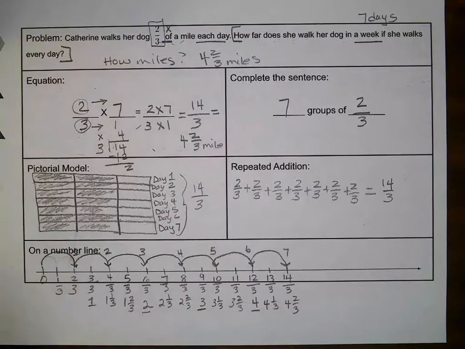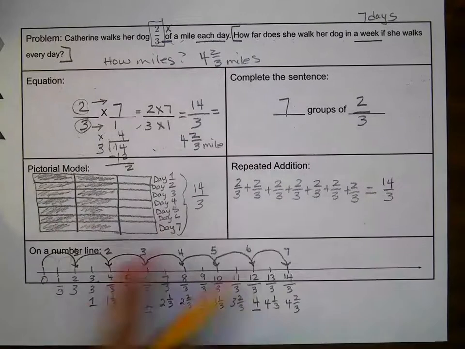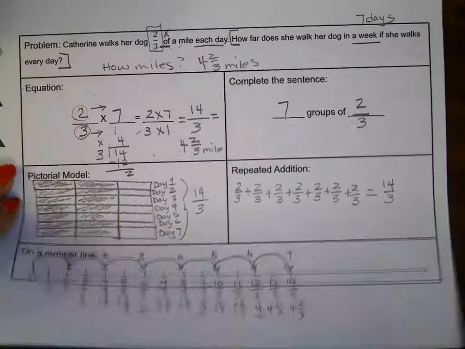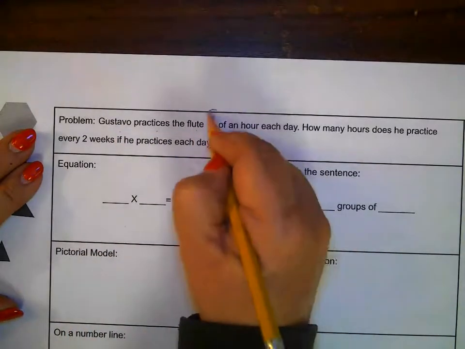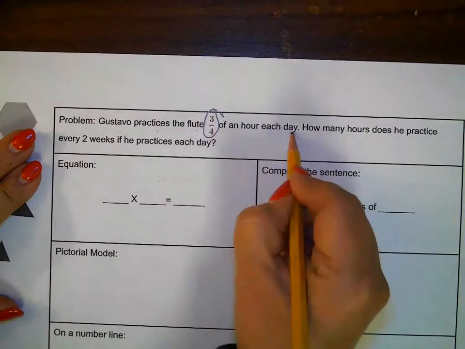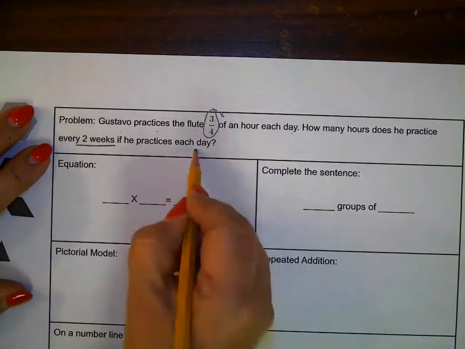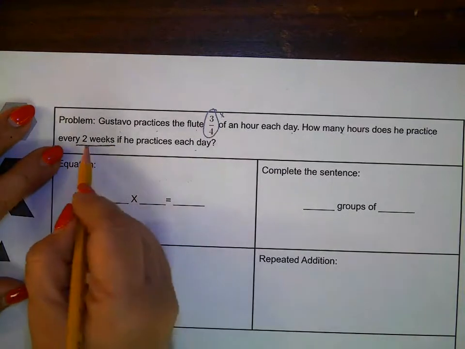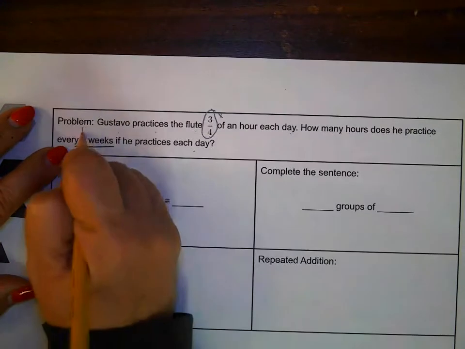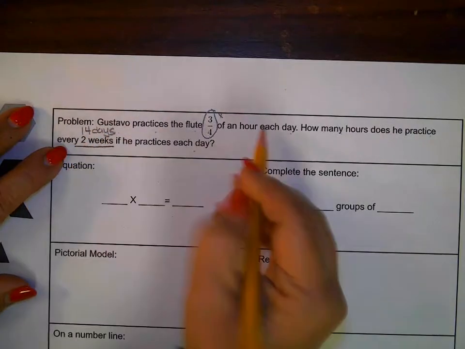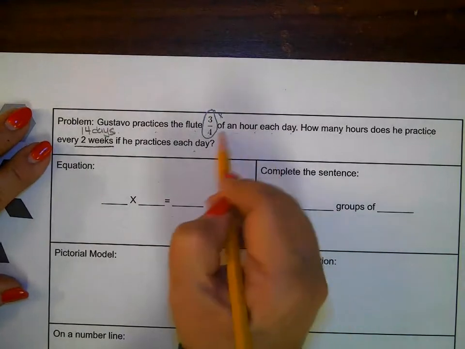So we have now shown it as an equation. We have our sentence, our pictorial model, repeated addition, and the number line. We have one more to do. Gustavo practices the flute 3/4 of an hour each day. How many hours does he practice in every 2 weeks if he practices each day? Ooh, so how many days are in 2 weeks? Very good. It's going to be 14 days. And he practices 3/4 of an hour each day.